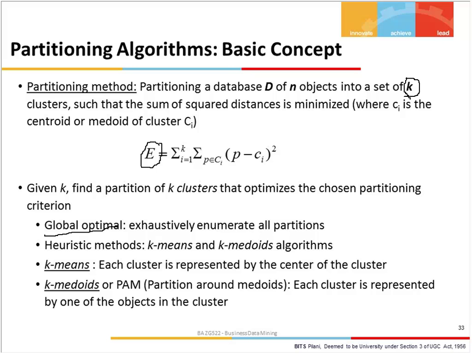But we find that this is not a tractable approach, even for a very powerful machine. So we take heuristic methods, some of the algorithms that we are going to see: k-means and k-medoids. In k-means, each cluster is represented by a center of the cluster. For example, if there are 3 objects which belong to a cluster, then we have an artificial object, shown in blue, which is non-existent but is a notional object representing the centroid of the cluster. That is what k-means is.